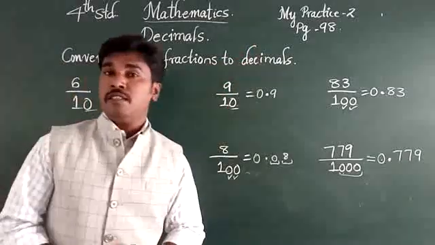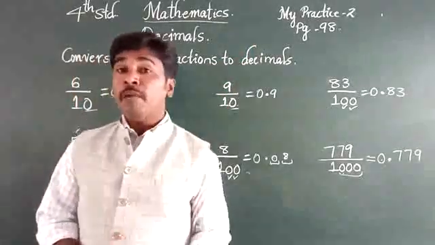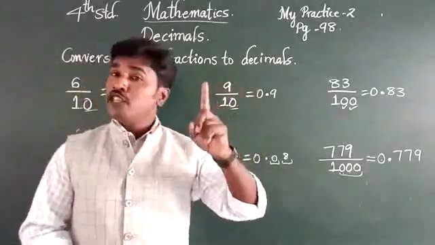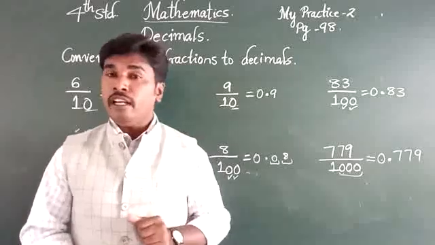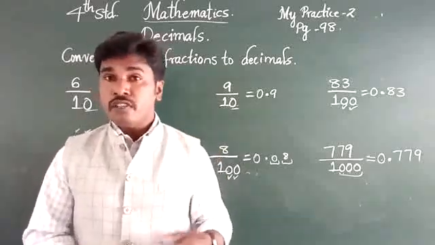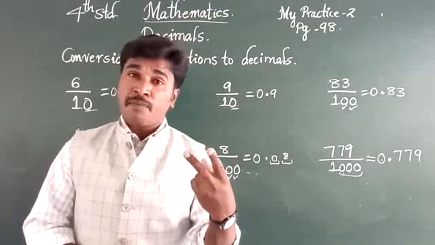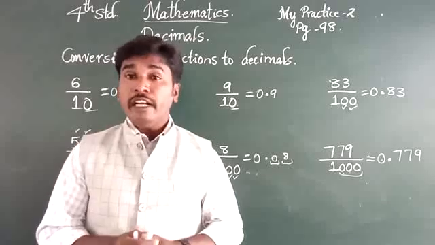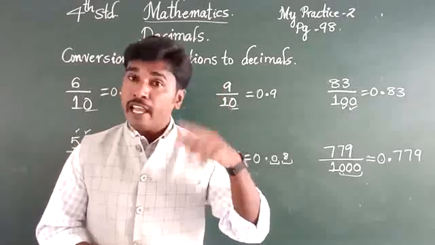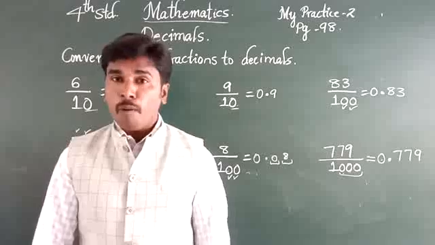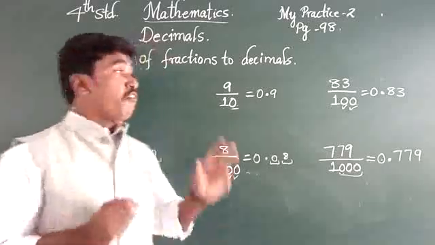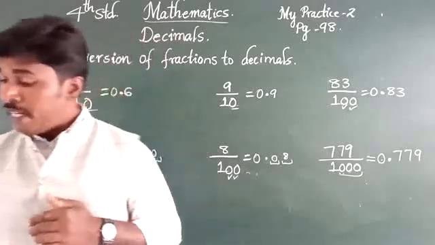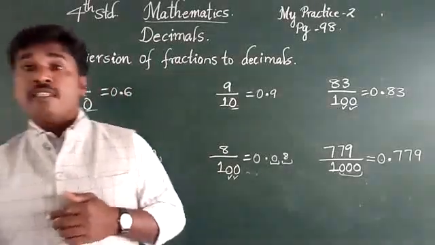So in this way you convert fractions into decimals. By seeing the denominator, if it is 10, decimal point after 1 digit will come. If it is 100 in the denominator, decimal point after 2 digits, 2 places will come. If it is 1000 in the denominator, decimal place after how many digits will come? 3 digits will come. So likewise, by using your common knowledge, you can convert fractions into decimals. I hope you can complete the remaining questions given in the exercise part.